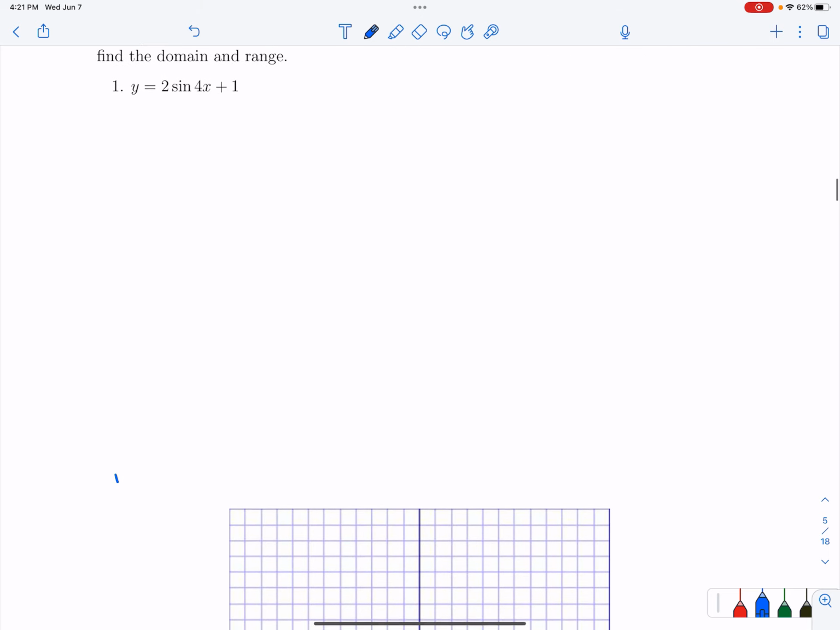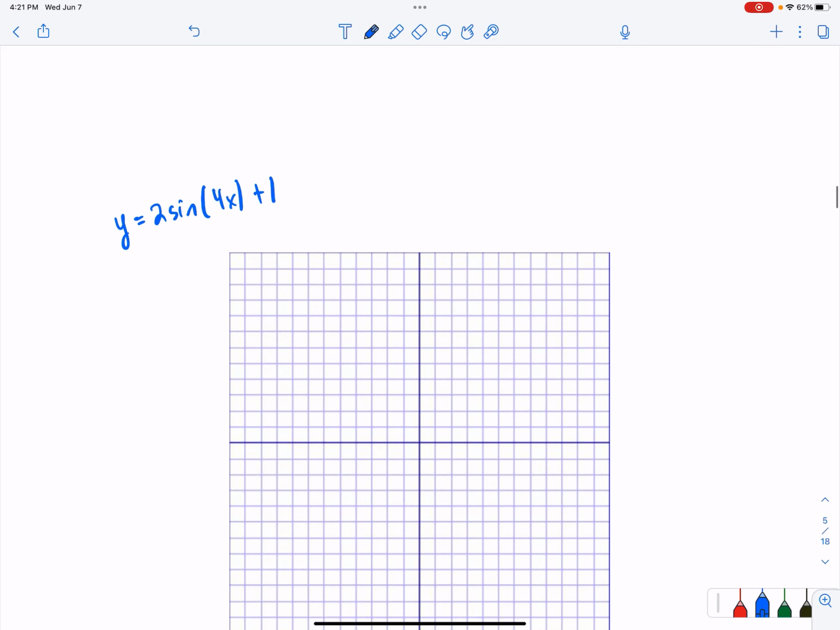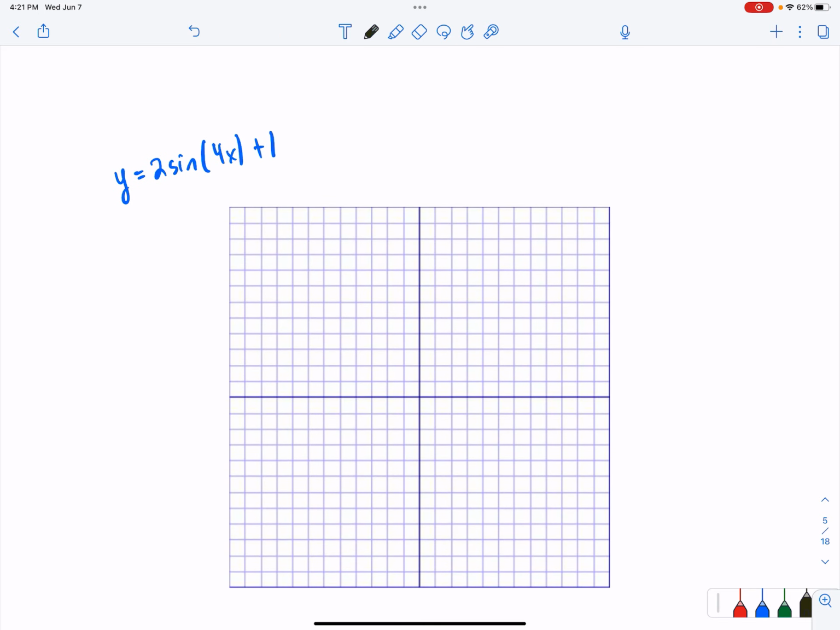Okay, I'm going to write this down here. Y equals 2 sine of 4x plus 1. Okay, so let's go ahead and write this in the standard form. The standard form is going to be y equals a sine of b times x minus c, plus d. So y is equal to 2.